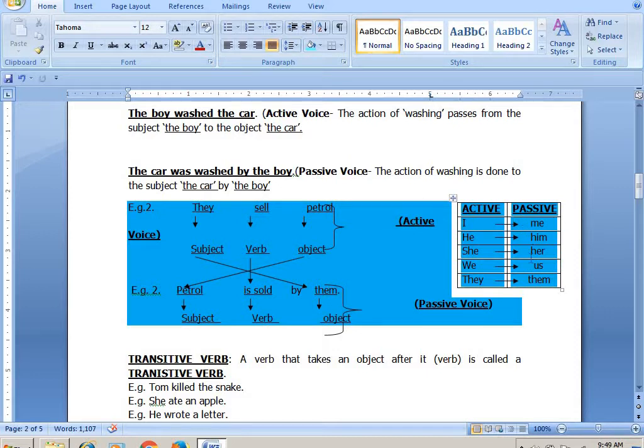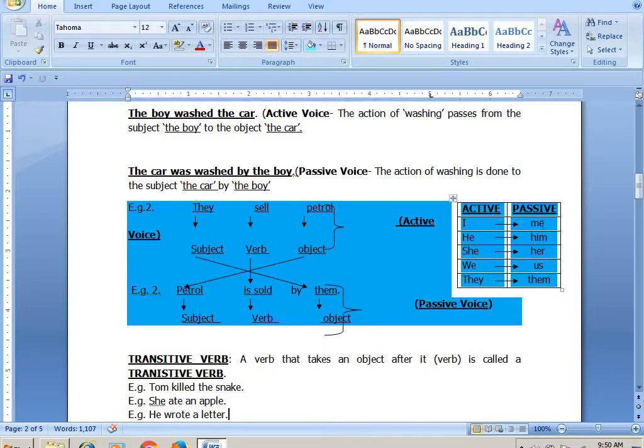So remember, look over here. In this table, I have made something like active and passive. I will change when it goes into passive; I will become me. The action has been done by me. I did something. But when I change it into passive, I will become me. He will become him. He kept the book on the table. The book has been kept by him on the table. She becomes her, we become us, they become them.